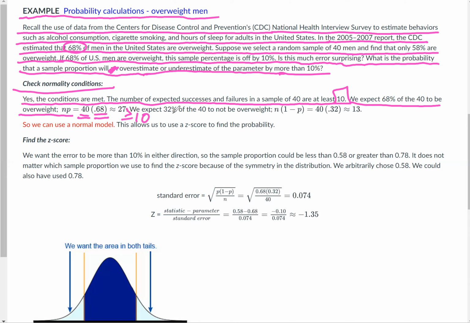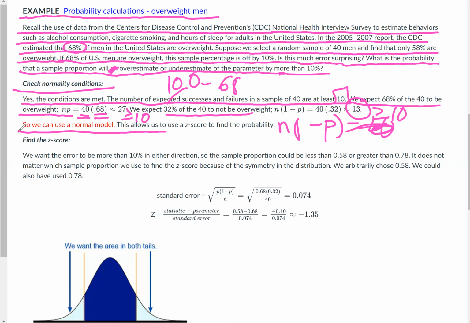We expect 32% of the 40 to not be overweight, because that's just 100 minus the 68%. So n times 1 minus p would be 40 times 0.32, and you get 13. That's close to 10, but it's definitely greater than or equal to 10. So we can use the normal model. This allows us to use a z-score to find the probability, and that makes it easier. Let's first find the z-score.